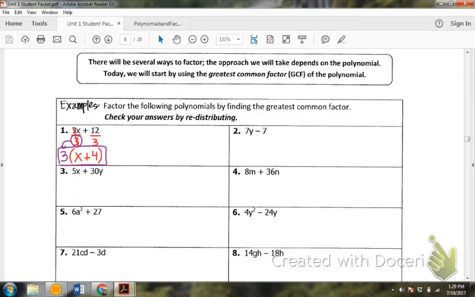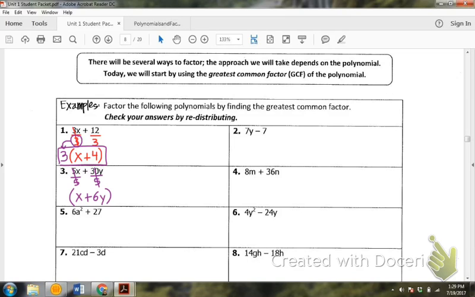All right, let's look at number 3. What is the greatest common factor between 5x and 30y? Alyssa. 5. Perfect. 5 is the number that goes into both of them. They don't have any variables in common. So we're going to divide by 5. Divide by 5. Gives me x. 30 divided by 5 is 6, and I have that y there.